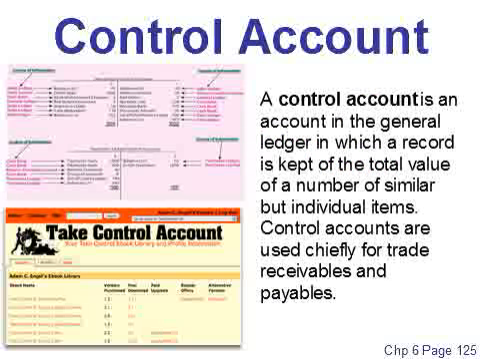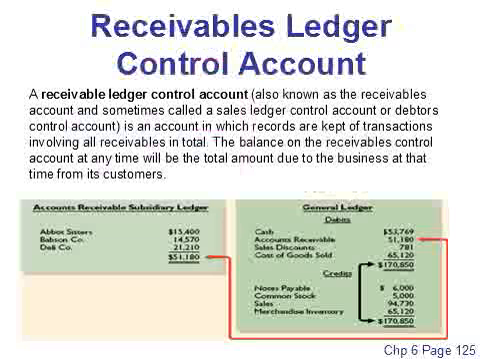Control account. A control account is an account in the general ledger in which a record is kept of the total value of a number of similar but individual items. Control accounts are used chiefly for trade receivables and payables. Receivable ledger control account. A receivable ledger control account, also known as the receivables account and sometimes called a sales ledger control account or debtors control account, is an account in which records are kept of transactions involving all receivables in total. The balance on the receivables control account at any time will be the total amount due to the business at that time from its customers.